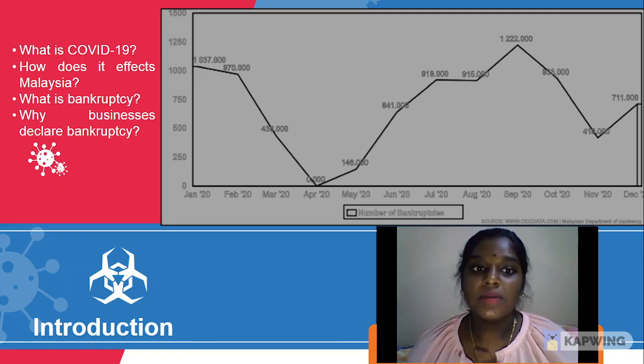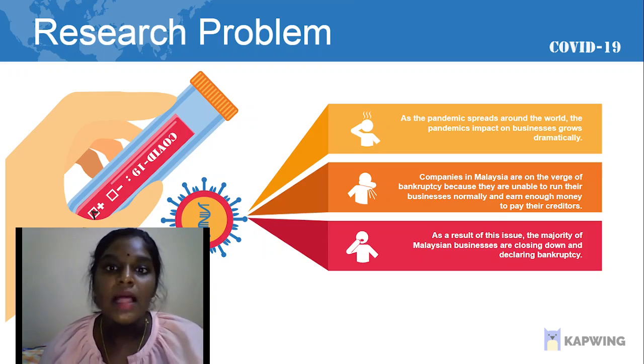Bankruptcy is a legal process in which individuals or other entities who are unable to repay their creditors seek relief from some or all of their debts. The COVID 19 pandemic forces the majority of Malaysian businesses to close their doors because they are unable to repay their debts. The figure shows the number of companies that went bankrupt during the COVID-19 pandemic, where the graph fluctuates throughout the year. As the pandemic spread around the world, its impact on businesses grew dramatically.